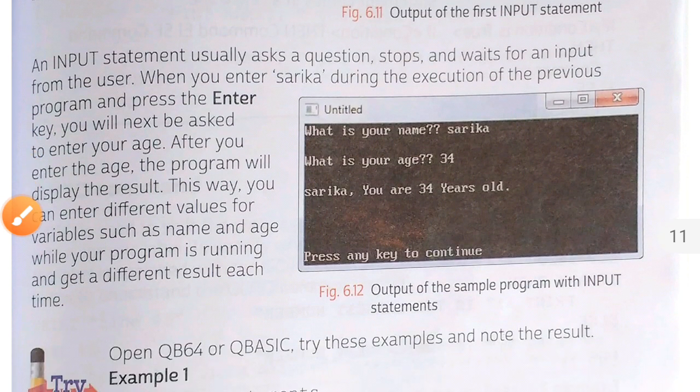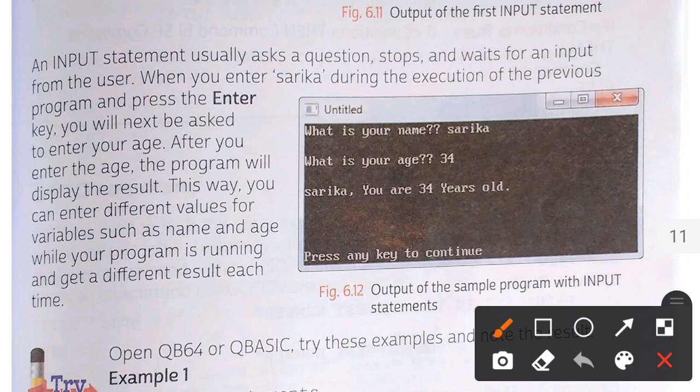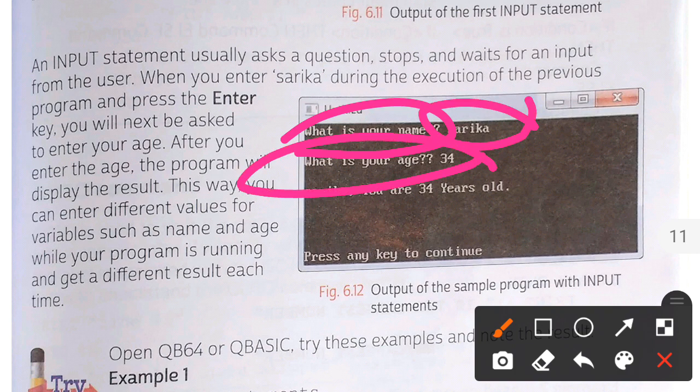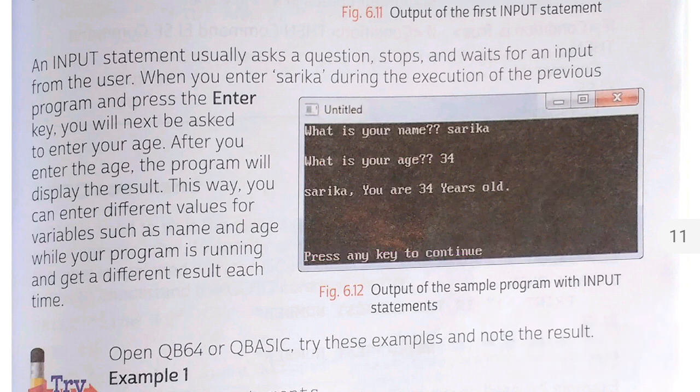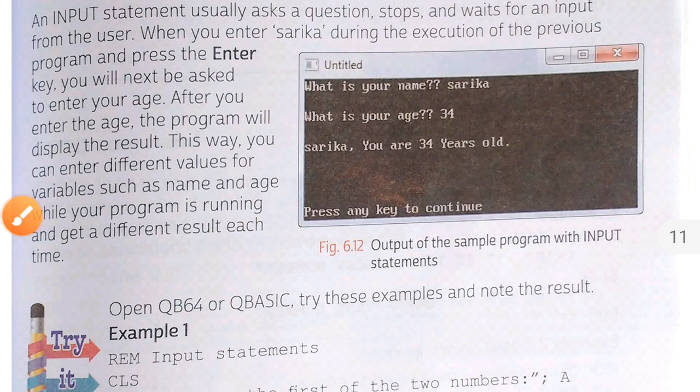You can see further below. An input statement usually asks a question, stops and waits for an input from the user. When you enter Sarika during the execution of the previous program and press the enter key, you will next be asked to enter your age. Firstly, you will see what is your name. Then you have typed Sarika. Then it's the turn of the second question, what is your age. Then you have typed 34. Then the final result you will get is Sarika, you are 34 years old. This is the example of a program and the input command.